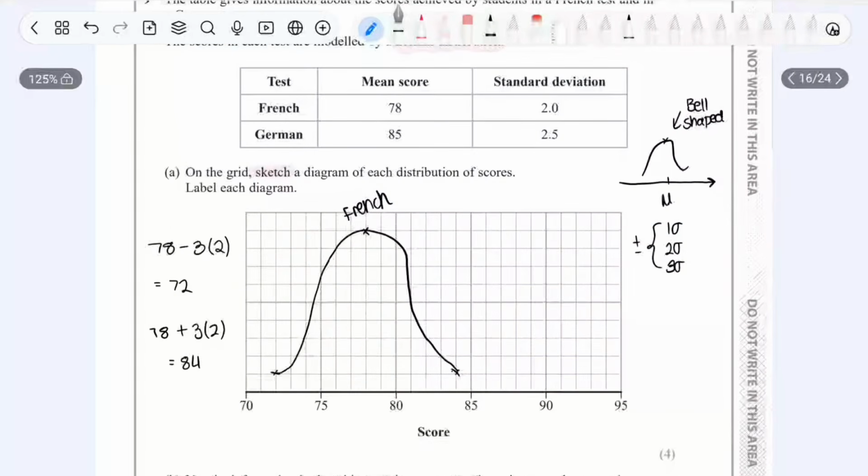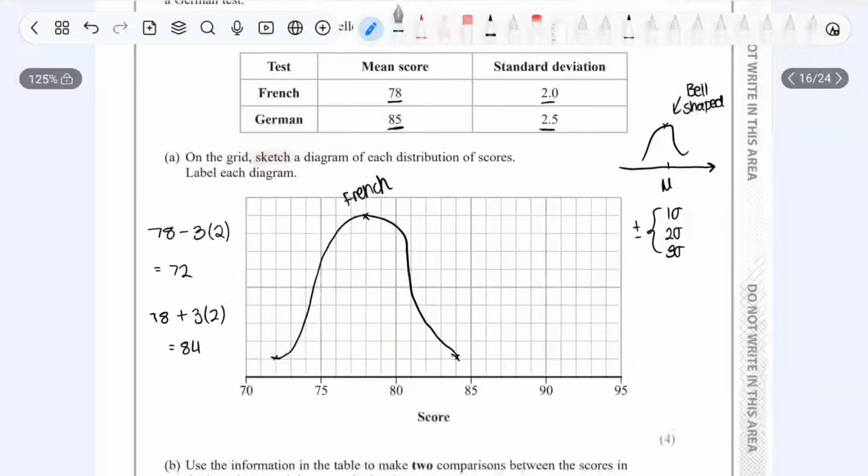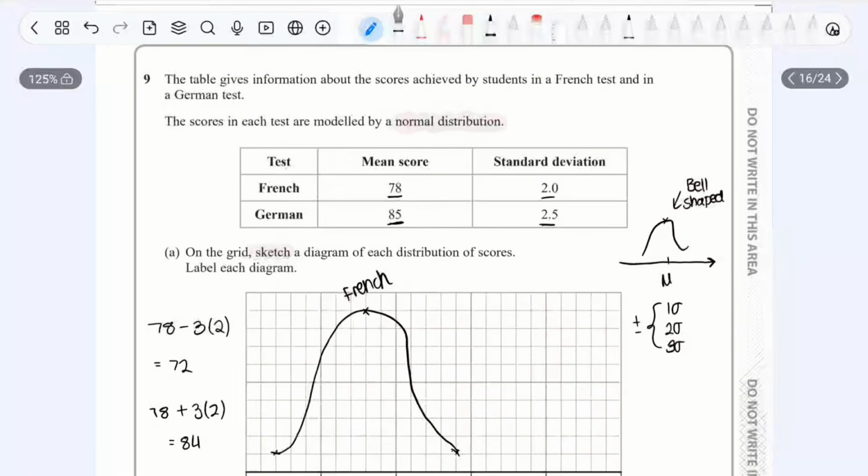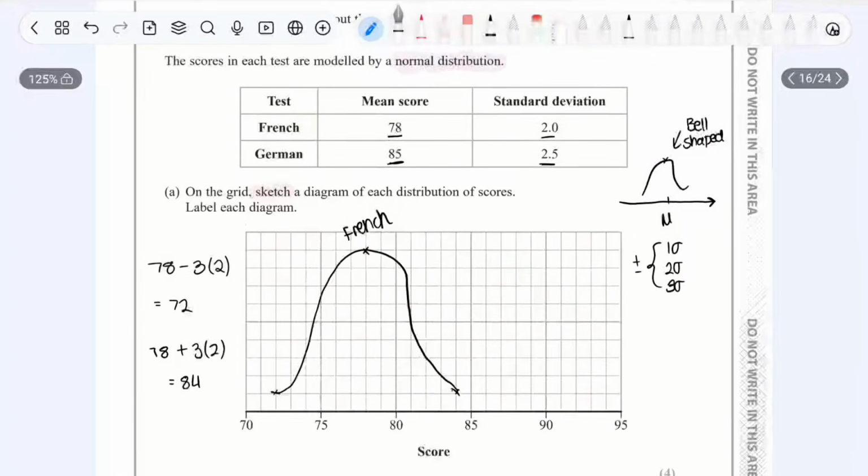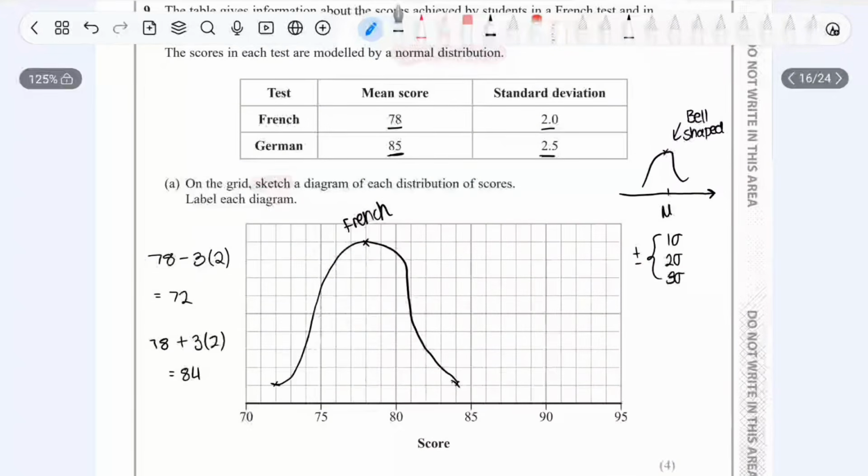And now we need to look at German. Now German has a higher mean score, 85, compared to the 78, but its standard deviation is higher as well. The standard deviation measures the spread of the data, and it's a good way of measuring how diverse a data set is. Now, if the data is more spread out, it will have a higher standard deviation.